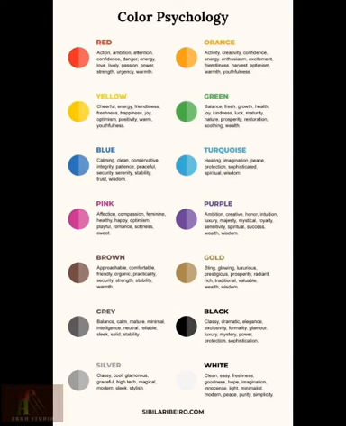We have brown for approachable, comfortable, friendly, organic, practicality, etc. We have gold for blind, glowing, luxury, prestigious, prosperity, etc. We have gray for balance, calm, mature, minimal, intelligence, neural, reliability, sleek, etc. We have black for classy, dramatic, elegance, exclusive, formality, glamour, luxury, etc.